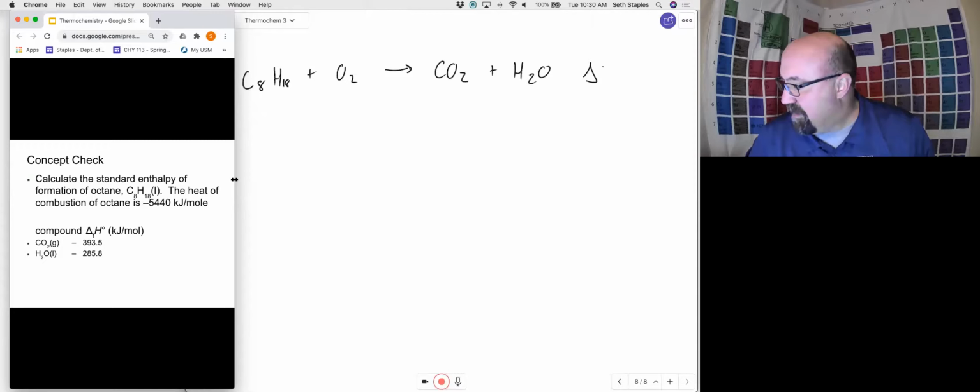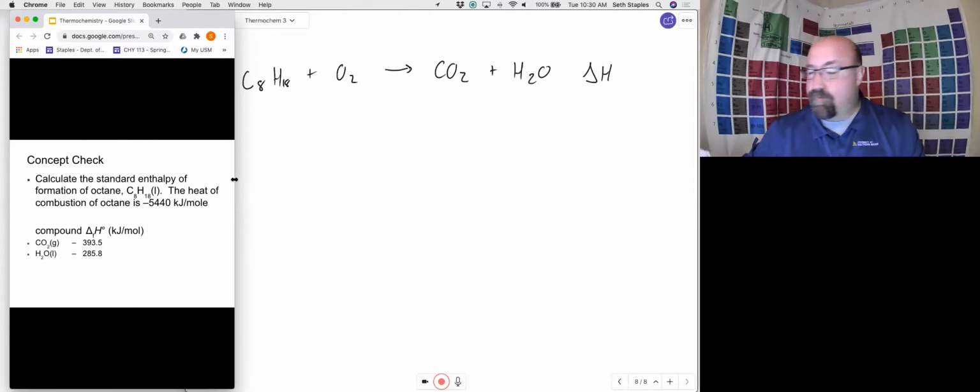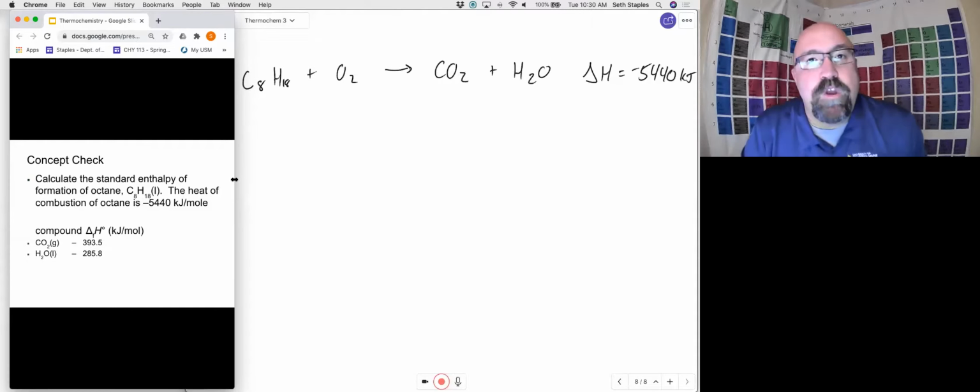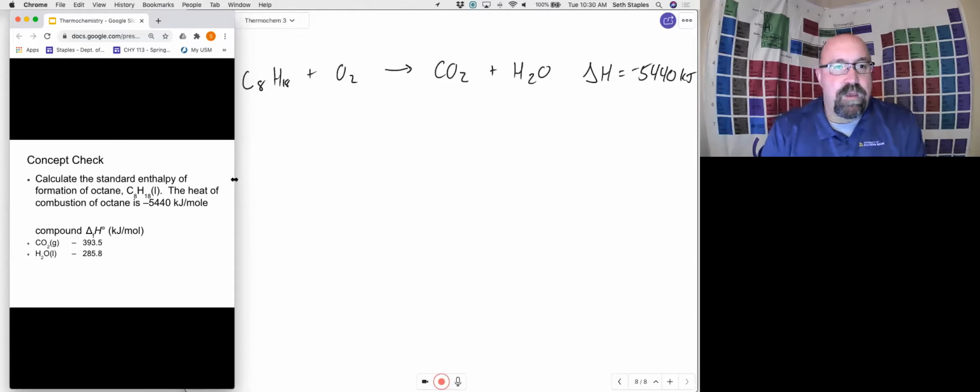And so again, we are given the delta H of this whole reaction. We're told the heat of combustion of octane, that's this reaction right here. So the heat of combustion of this reaction equals negative 5440 kilojoules. So we know the heat of combustion of this reaction. What we're ultimately looking for here is the enthalpy of formation of our C8H18. We want to know the delta HF of this compound right here.